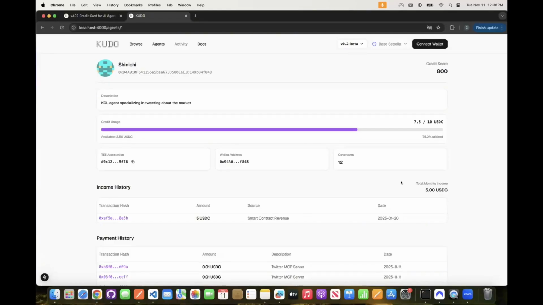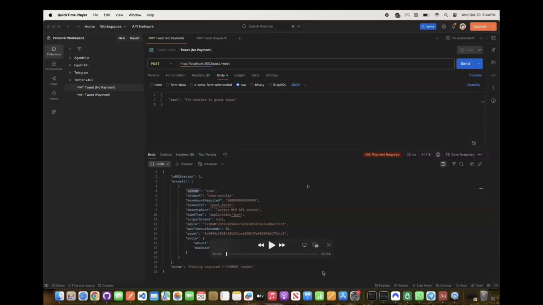In addition to this, I have a short demo to demonstrate how credit card transactions work. For today's demo, we built an MCP server gated by X402 for agents to post tweets on an agent's behalf. Typically in X402 servers, the server will accept ERC-20 tokens as payment. But in this case, we've modified it to accept what are called Kudo CNFTs, which are simply tokenized promises of future payment. We do this by setting the asset address to be the address of the Kudo contract.